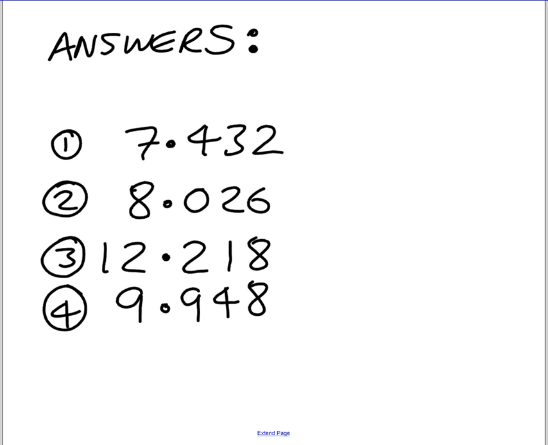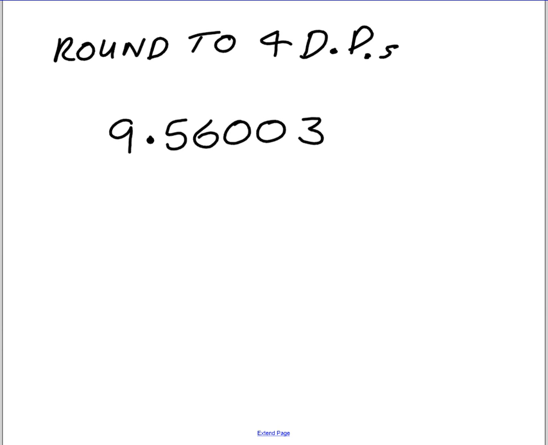I'm not going to go through every one of these, because that's why we had the examples at the front, to enable you to tackle these. So hopefully, we got these. Okay, let's move on. Okay, 4 decimal places.